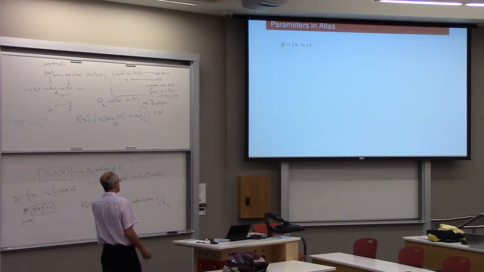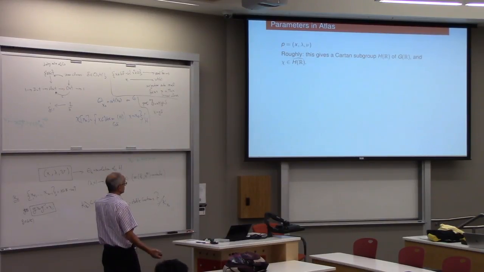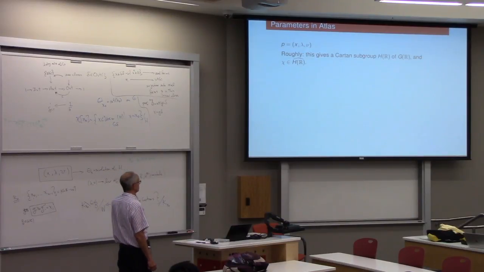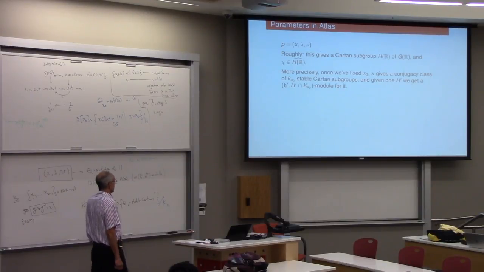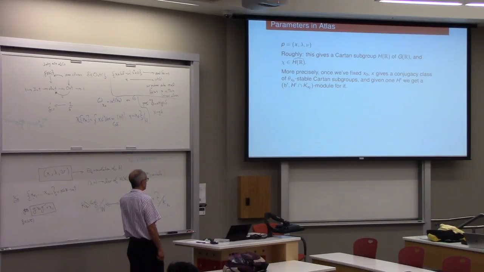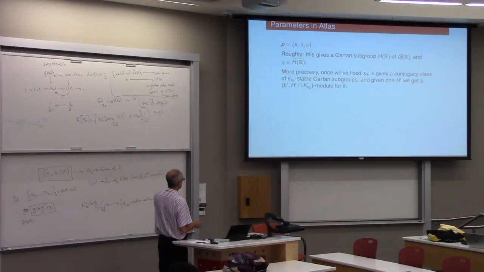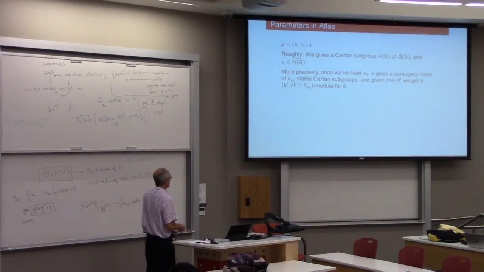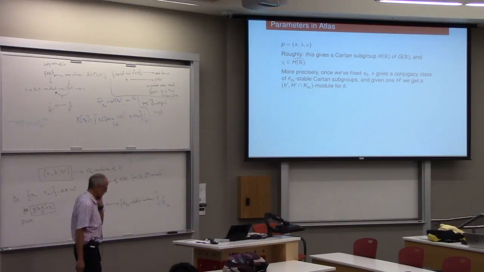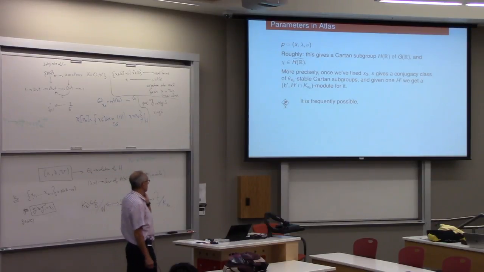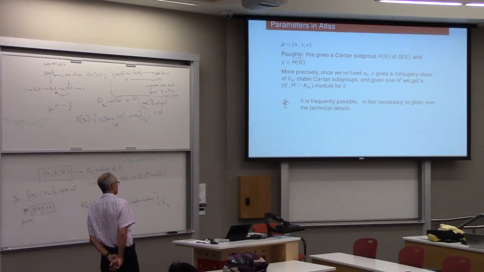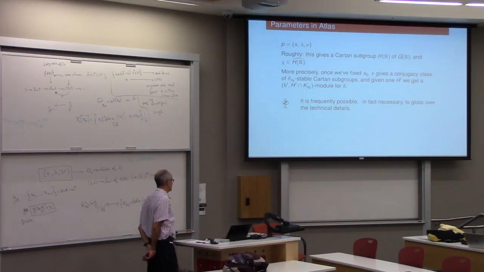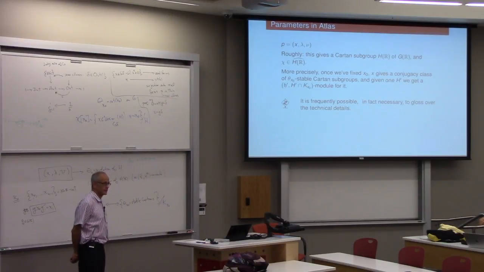Okay, so let's say we have a parameter X lambda nu. And as I said, roughly, this is giving you a Parton subgroup of G and the character of it. And I'm making this a little bit more precise now. I'm saying once we fix X naught, we're getting a conjugacy class of theta stable Partons and one of these kinds of characters. So here's a dangerous bend. It's frequently possible, in fact, I'd say it's necessary to gloss over some of these technical details or else you go crazy.